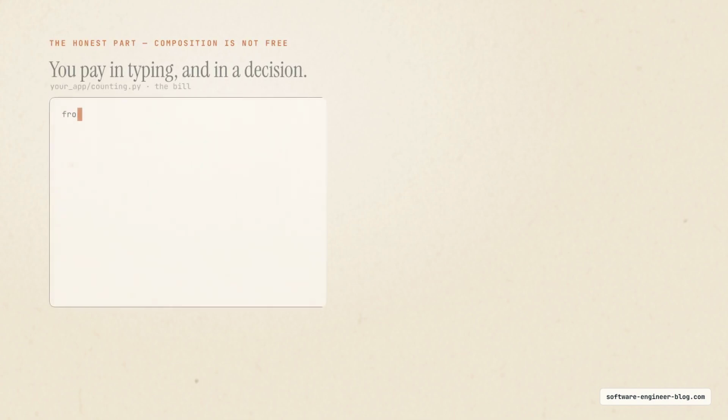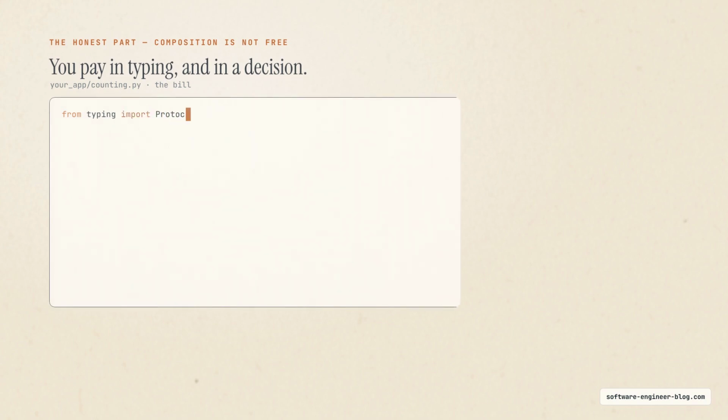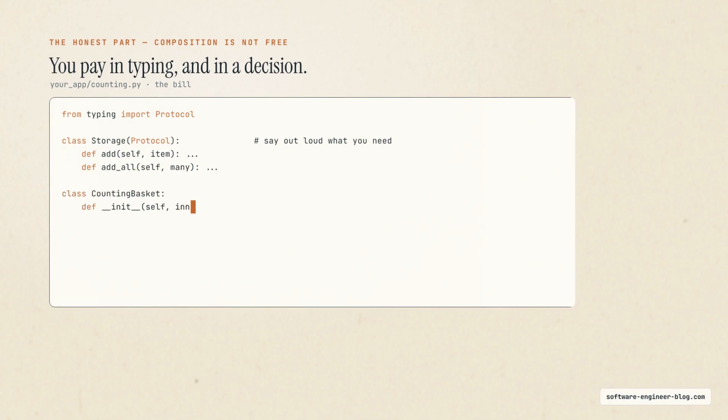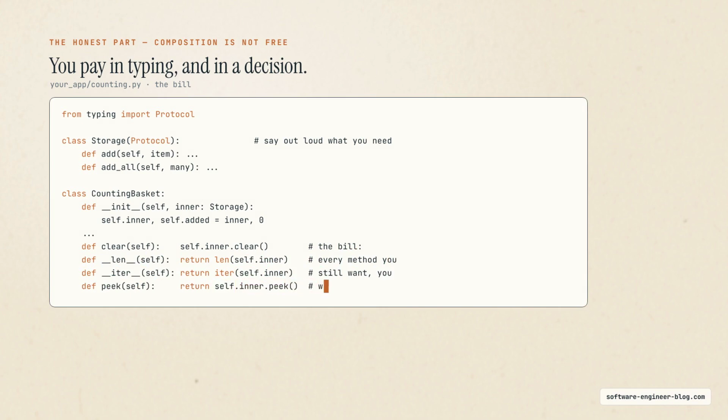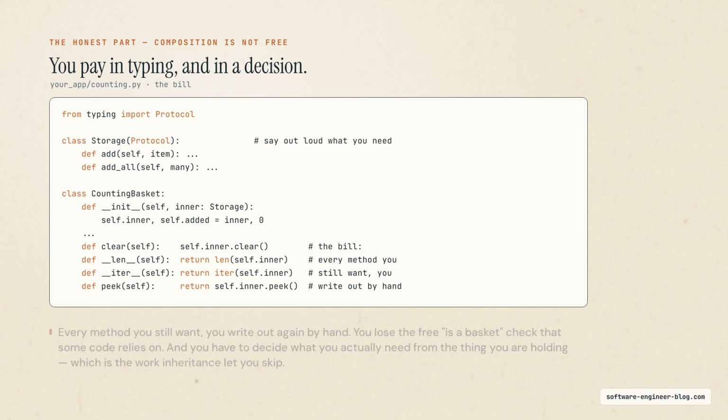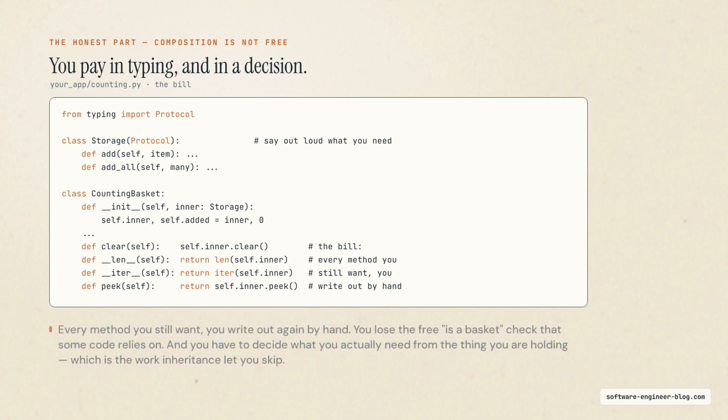Now the honest part, because composition is not free. Look at the bottom of this file. Every method you still want, you have to write out again by hand. Clear, length, iterate, peek. Inheritance gave you all of those for nothing. You also lose the free is-a-basket check, so any code that asks whether your object is a basket will now say no. And there is a third cost, at the top of the file. That protocol block is you writing down, explicitly, which methods you actually need from the thing you are holding. That is real design work. Inheritance let you skip it by taking everything. Taking everything is exactly how you ended up with 6.